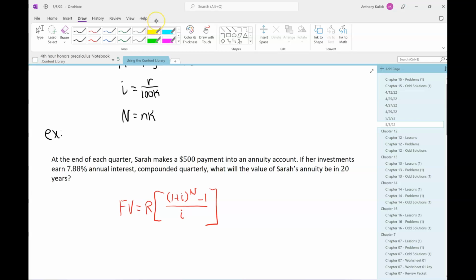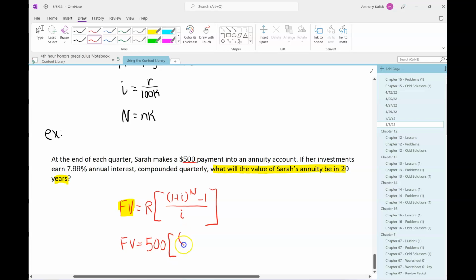What are we going to be solving for? Which letters or letter? What is that? It's a future value, right? The value of the account 20 years later, it's a future value. Hopefully that's pretty obvious. Okay. All right, so let's go through here. What is the 500? That's my R.